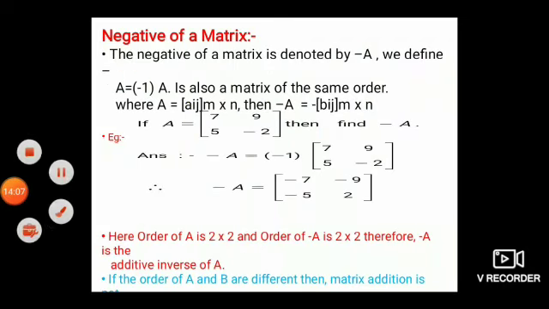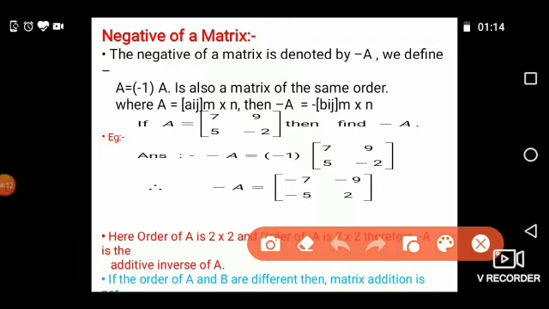Moving to the next operation, called negative of a matrix. The negative of a matrix is denoted by minus A, and we define it as minus A is equal to minus 1 into A. It is also a matrix of the same order. For example, if matrix A is of order 2 cross 2, that is 2 rows and 2 columns, therefore this is of second order. If A is equal to 7, 9, 5, minus 2, then find minus A.